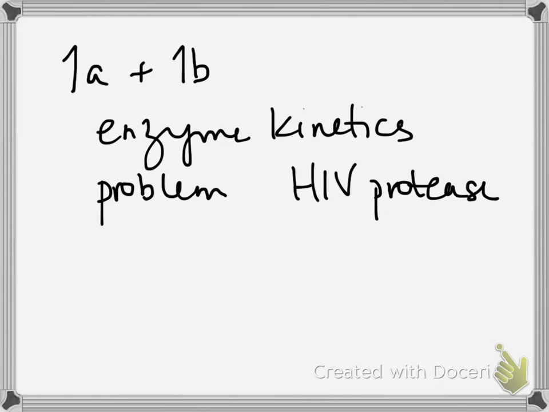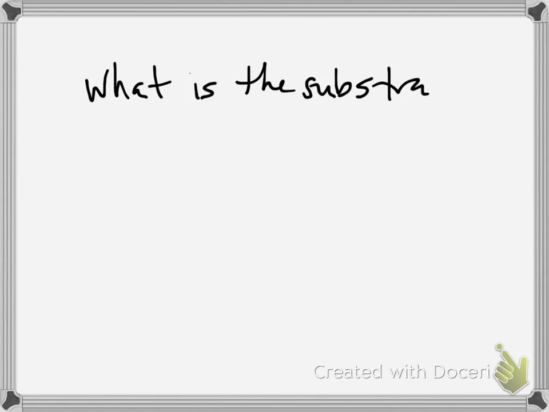And in class, you were asked to graph the product over time, and then you go home, calculate initial velocity, do Lineweaver-Burk, figure out Vmax and Km. But I also added two conceptual questions to this problem that a student wanted me to address. So the two questions were, what exactly is the substrate? And what is the product?